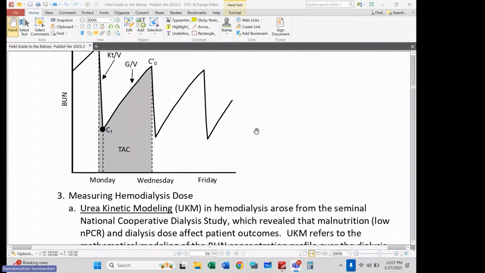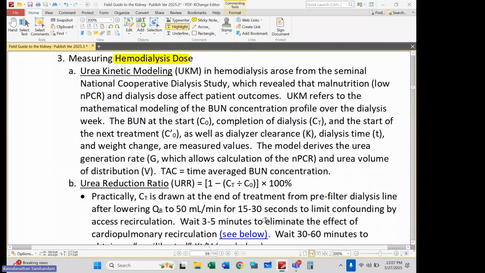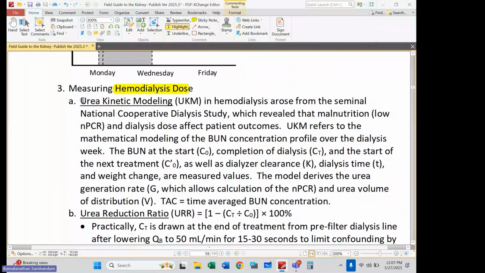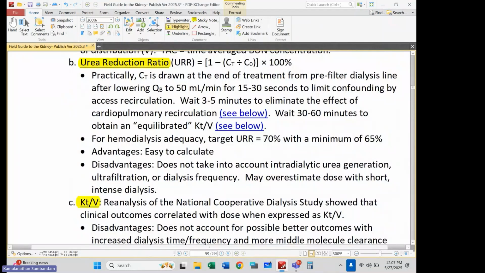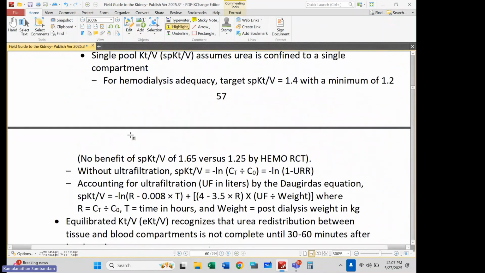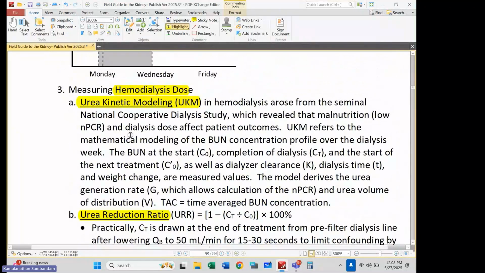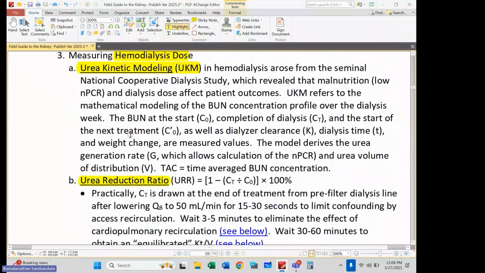Okay, so then let's go from those determinants of clearance to how we actually measure what we've administered in terms of dialysis dose. So we have two, well, more than two, but let's talk about these couple of ways that we measure dialysis dose. KT over V would be where I'm sure your mind is gravitating to, but we can see that there are other parameters that could be leveraged to describe dialysis dose.